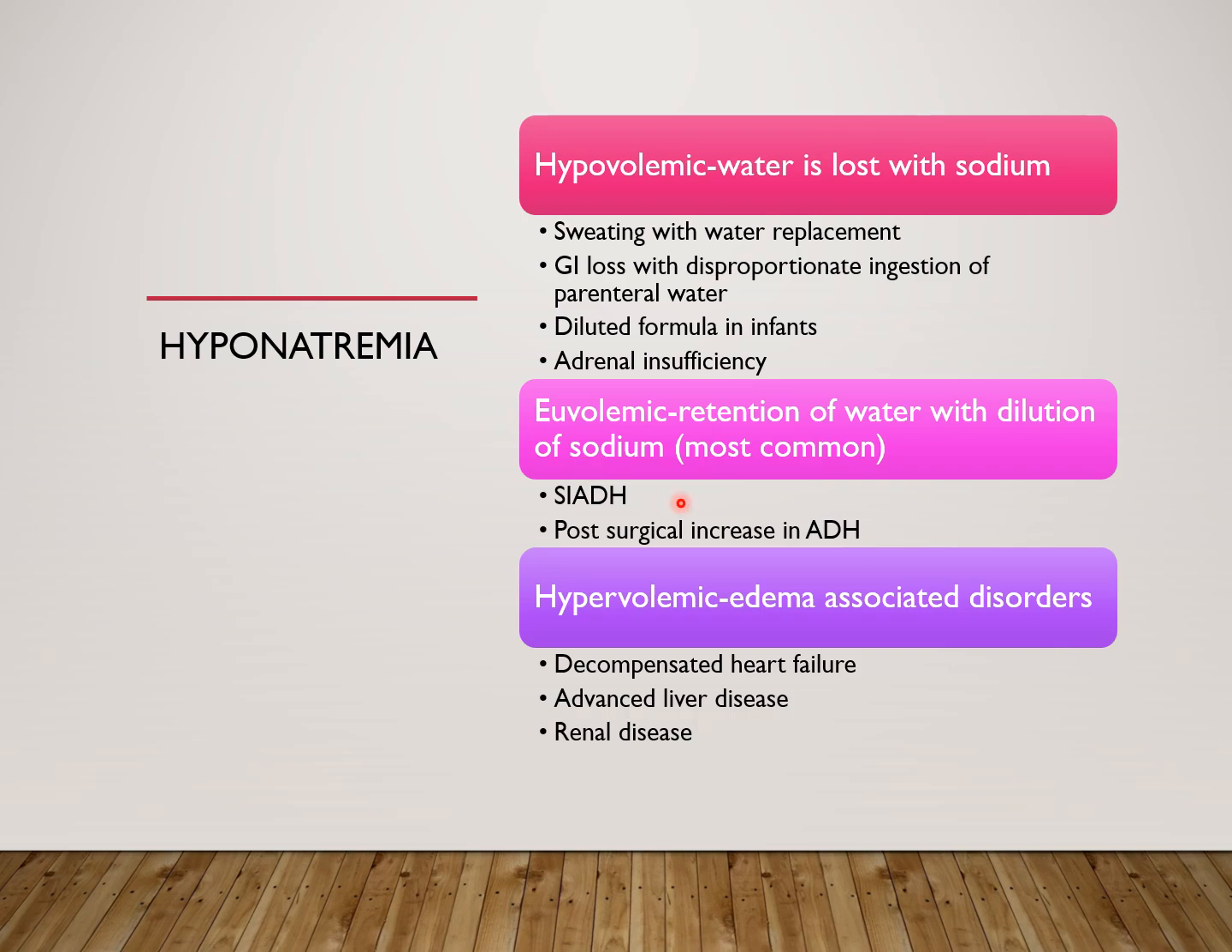A euvolemic cause is where we have retention of water with dilution of sodium. This is truly the most common cause of hyponatremia. And one big contributor here is SIADH, syndrome of inappropriate ADH. So if we're not responding to antidiuretic hormone in the right way, we have a lot of retention of water that dilutes that sodium.